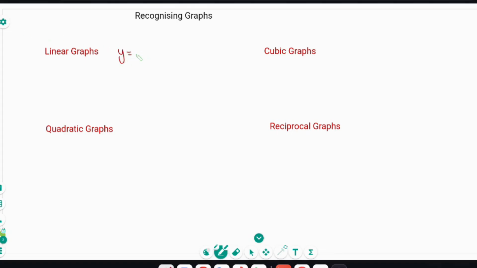Linear graphs. Linear graphs are in the form y equals mx plus c, where the highest power of x is just x to the power 1. You might have something like y equals 2x plus 4. So what do we need to look out for here? Well, the straight line graphs. The m gives you the gradient, and the 4 gives you the y-intercept.